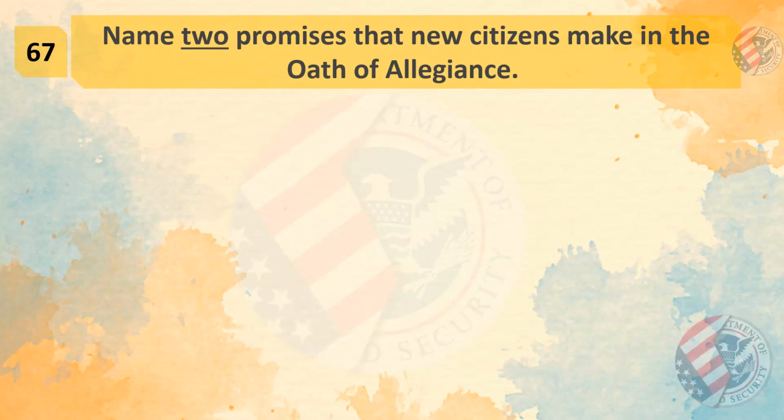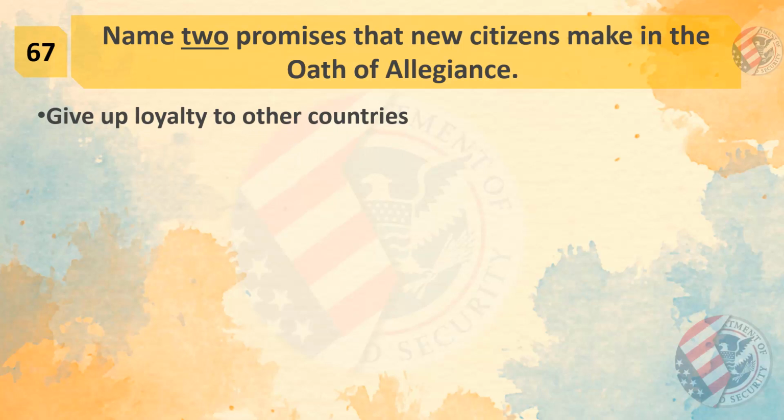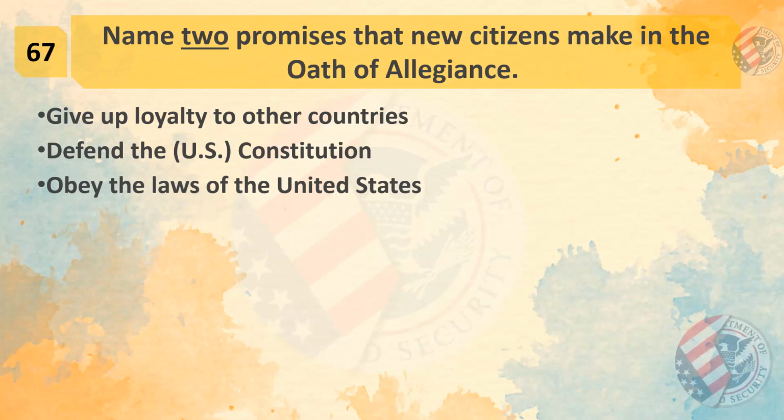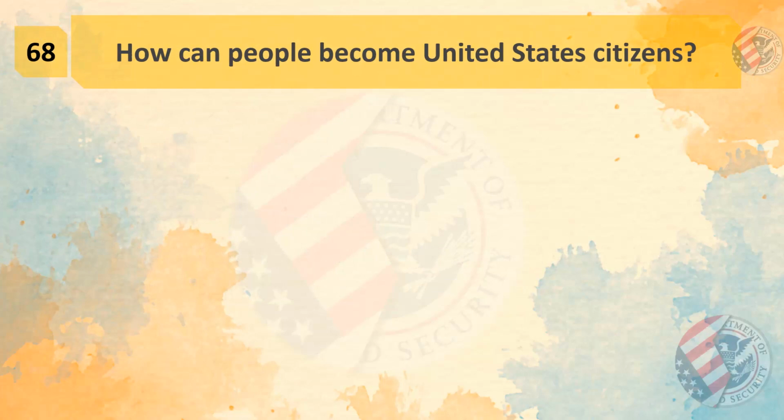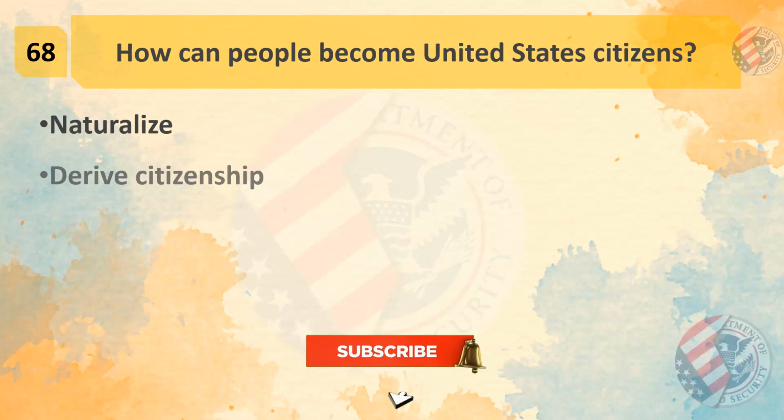Name two promises that new citizens make in the Oath of Allegiance. Give up loyalty to other countries. Defend the U.S. Constitution. Obey the laws of the United States. Serve in the military, if needed. Serve, help, do important work for the nation, if needed. Be loyal to the United States. How can people become United States citizens? Naturalize. Derive citizenship. Be born in the United States.